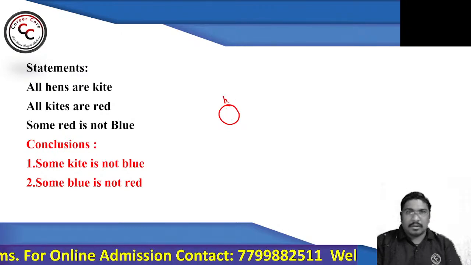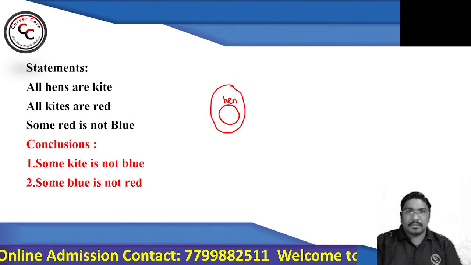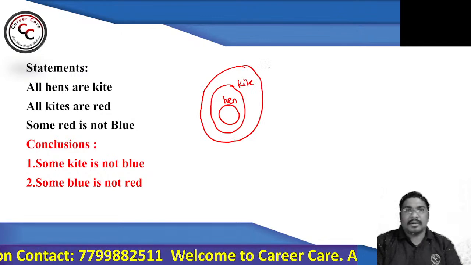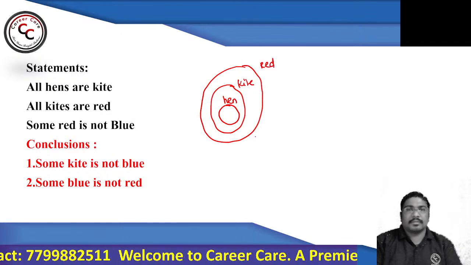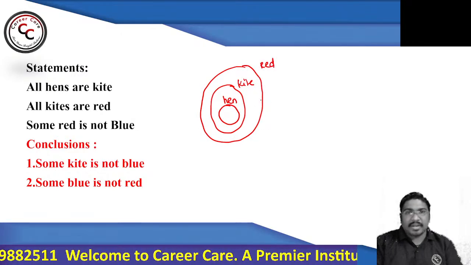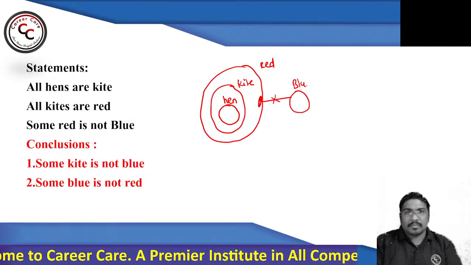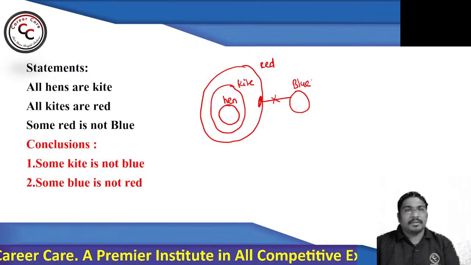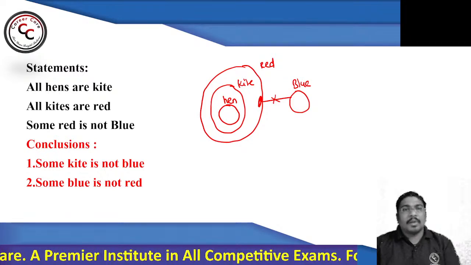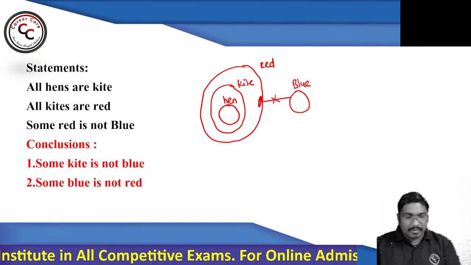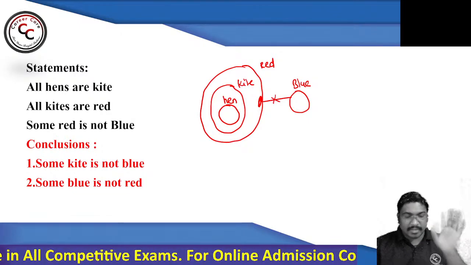All hen are kite. All kite are red. Then some red are not blue. Right? Yes. Now look at given question. What does conclusion say? So neither one or two I am getting one answer. Sona is also saying none follows.